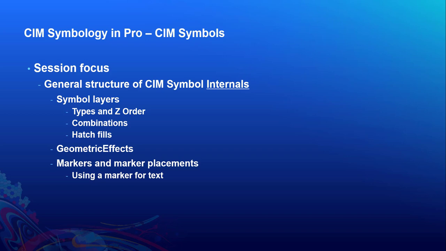So here's our session focus. We'll be looking at the general structure of CIM symbol internals. Major focus of that is symbol layers, their types, their ordering with regards to Z order, some of the different combinations you can use, and then Hatchfields. We'll be looking at geometric effects and also another section on markers and marker placements, as well as kind of a specialty topic there, using a marker for text.